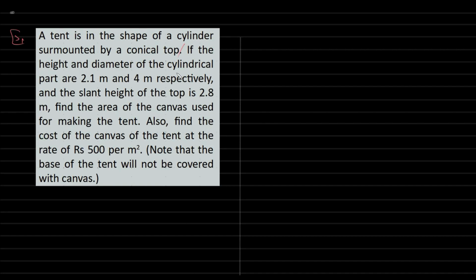If the height and the diameter of the cylinder part are 2.1 meter and 4 meter respectively, the slant height of the top is 2.8 meter. Find the area of the canvas used to making the tent. So quite simple. Also find the cost of canvas of the tent at a rate of rupees 500 per meter square. Note that the base of the tent will not be covered with canvas.